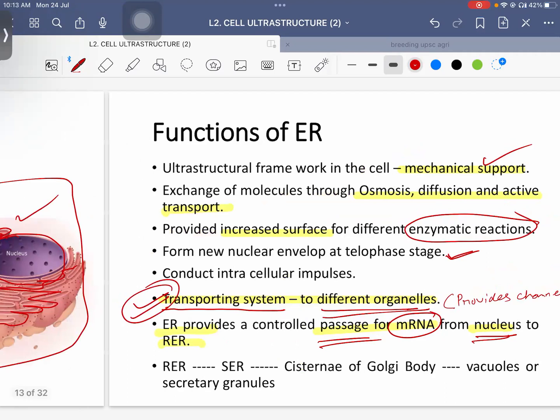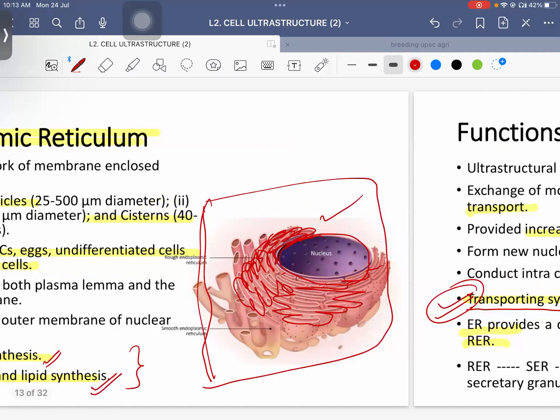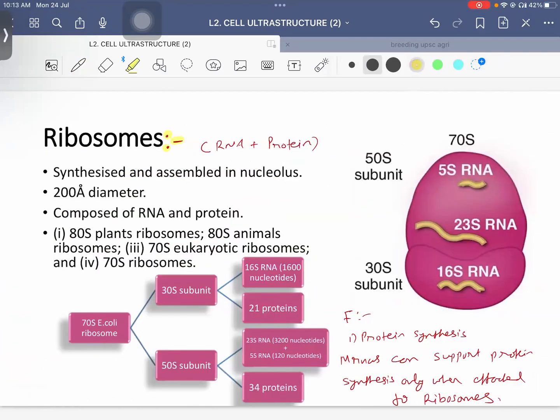As I told you, rough endoplasmic reticulum is involved with protein synthesis. The other important organelle is ribosomes. I'm telling you key points which you should remember. This is not a whole course. I want you to cover all these things in a very short manner, so that if any question comes, this much is enough for you to write in 3 pages and get maximum marks.